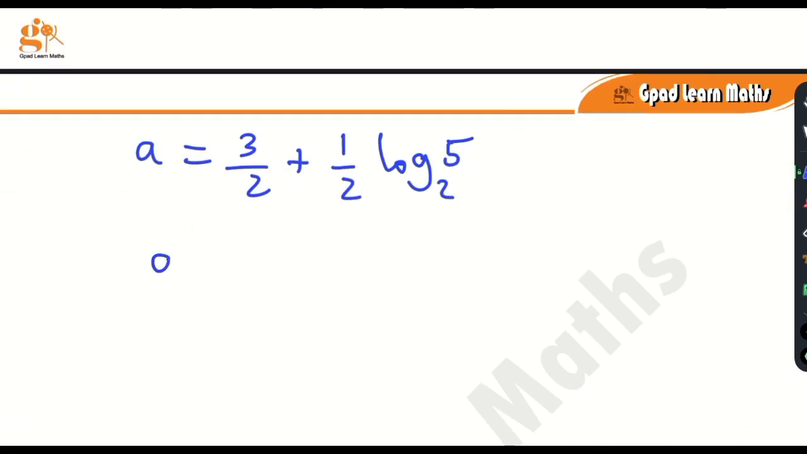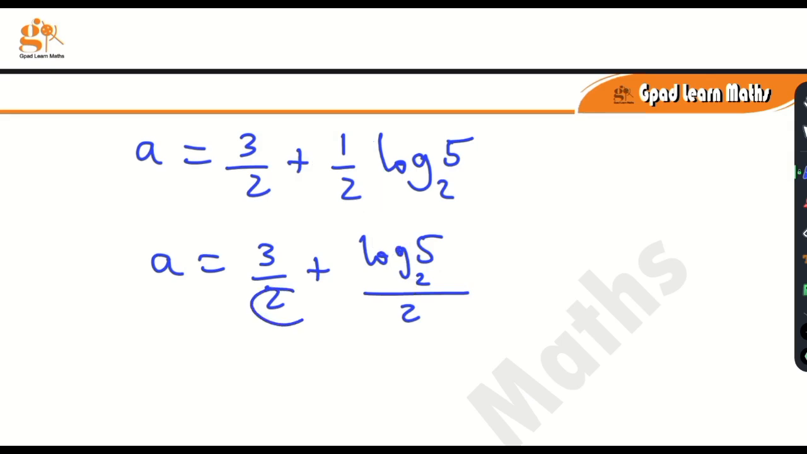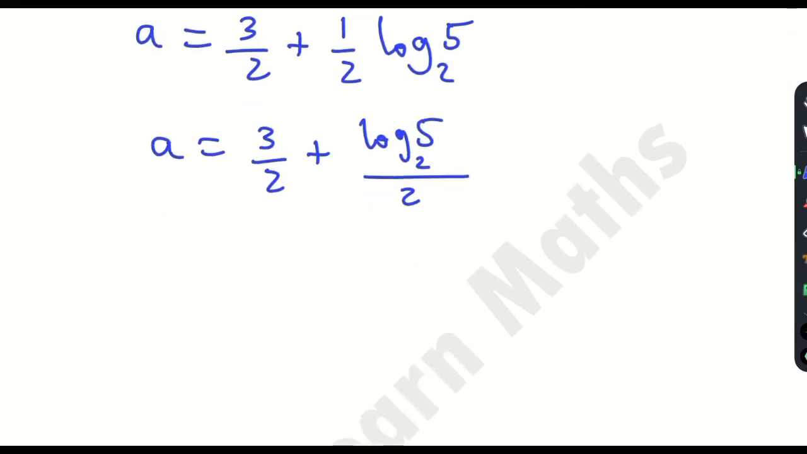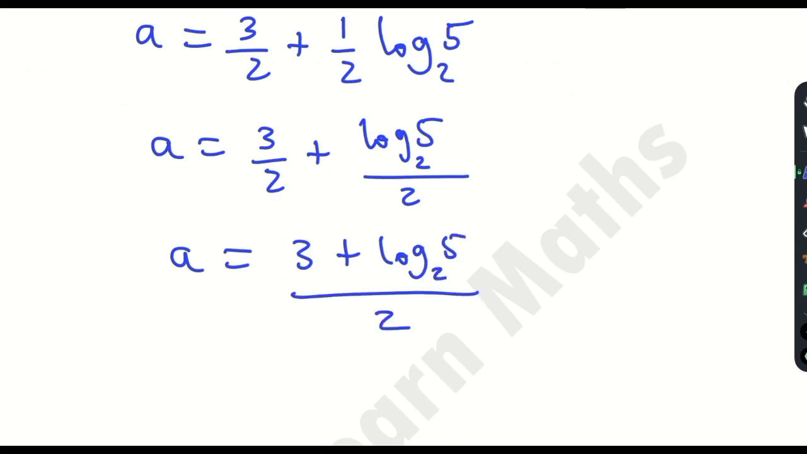Okay, so a is equal to 3 over 2 plus log 5 over 2. Where did this over 2 come from? Here, 1 over 2 here. I just wrote it like this, over 2. Now look at this. They have the same denominator, 2, 2. I'm going to put them together like this. a will be equal to what? 3 plus log 5 base 2, all over 2. And this is the value of a as we have here.